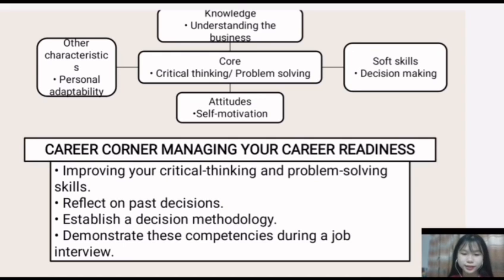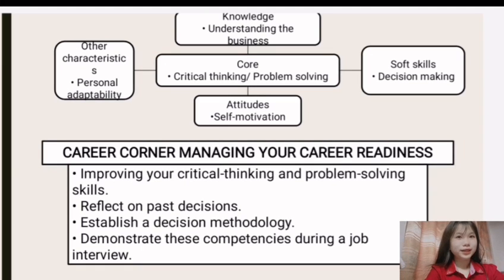Career corner, managing your career winners. Improving your critical thinking and problem solving skills. Reflect on past decisions, establish a decision methodology, and demonstrate this competency during a job interview.